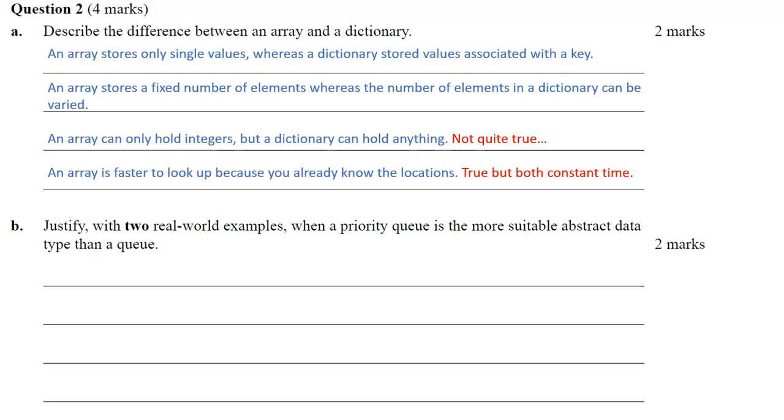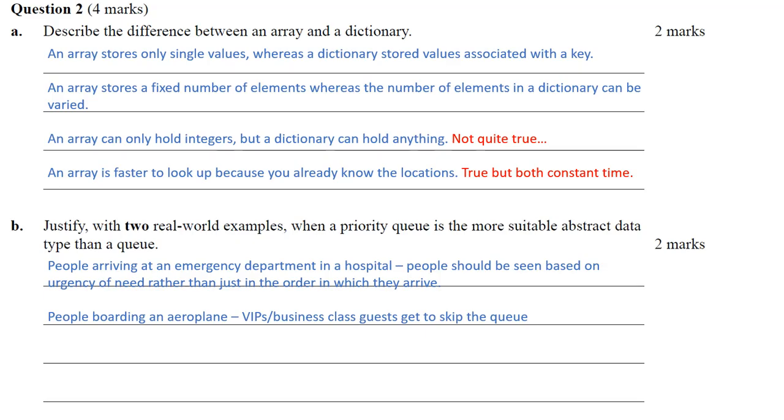So first 2 answers there are pretty good. Second 2, risky. Okay, I think B is fairly straightforward, and I think these are like obvious examples that you can just crank out straight away. Remember, we've got to justify the example as well as just state it. So if we just said people arriving at an emergency department, we might get 1 mark.